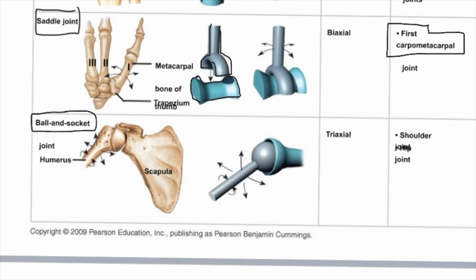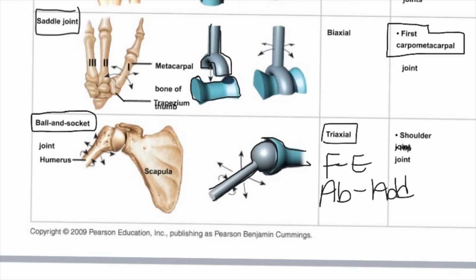Okay, and then we have the ball and socket. Now this is a very large round head that goes into a deeper socket. That's what a ball and socket is. And because of the structure, you have a lot more motion going on there. So the hip and the shoulder are ball and socket joints. In that type of joint, we call it triaxial because there's 3 planes. You can get flexion extension, abduction adduction, and circumduction.